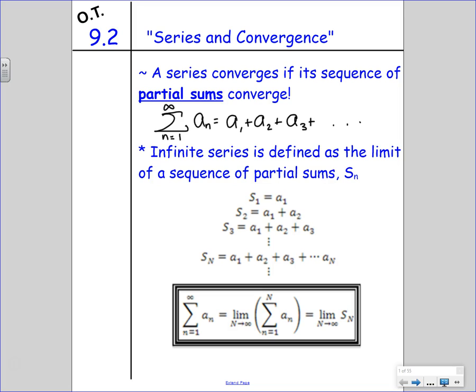So in the old chapter 9, a sequence would converge if the limit as n goes to infinity of a sub n equaled a constant. True? And a sequence would diverge if the limit as n goes to infinity of its terms diverged or approached infinity or negative infinity or oscillated, bouncing back and forth and not stabilizing.